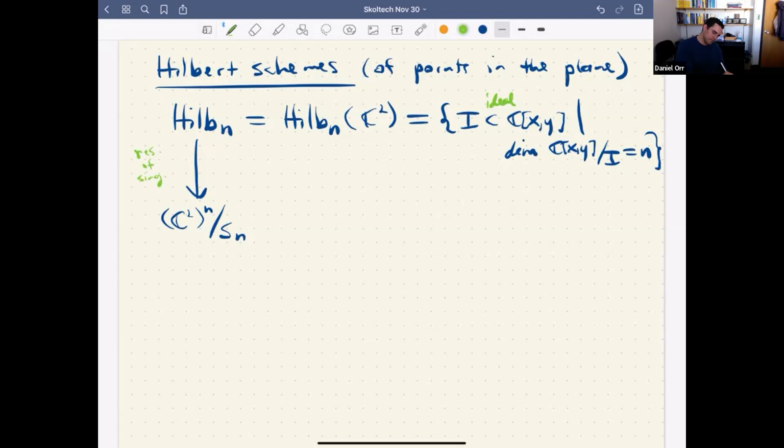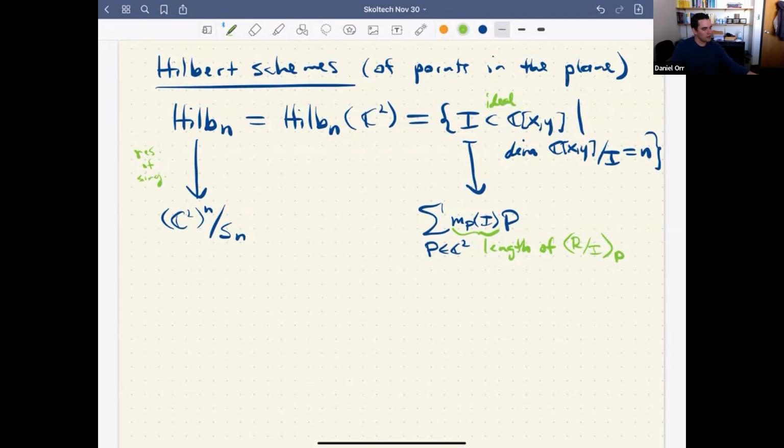And this map here sends the ideal to this collection of points. So I have a point together with multiplicity. And what this is here is how many times that point occurs in the vanishing set, but you can say it's the length of C[x,y] mod I localized at P, at the maximal ideal corresponding to P. So this map is called the Hilbert-Chow morphism.